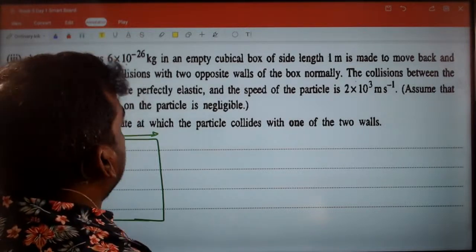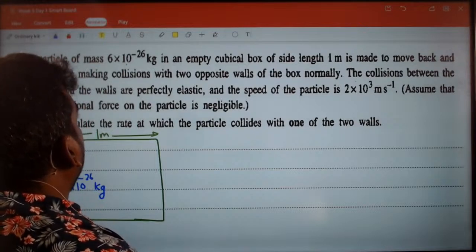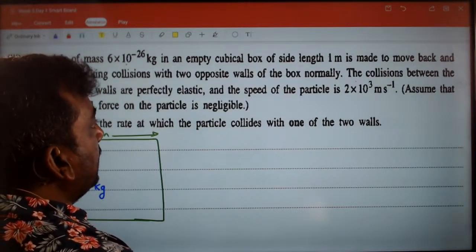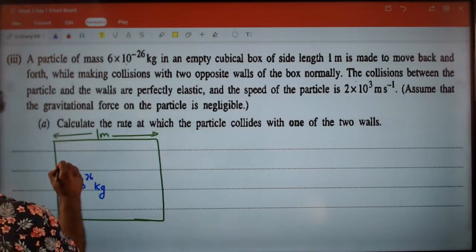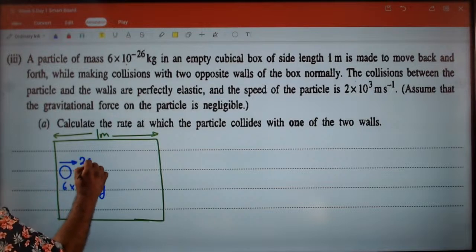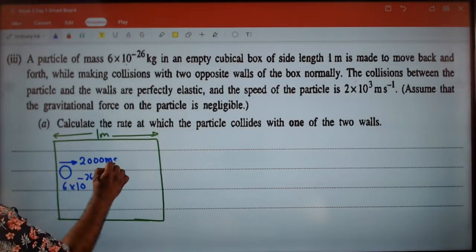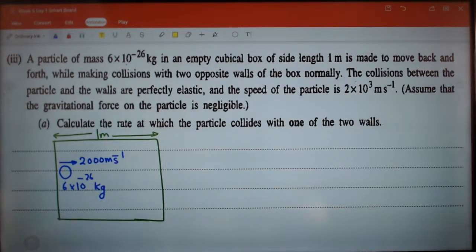The collisions between the particle and the walls are perfectly elastic, and the speed of the particle is 2000 meters per second. Assume that the gravitational force on the particle is negligible. Calculate the rate at which the particle collides with one of the two walls.